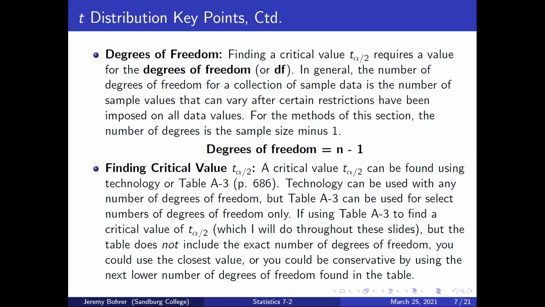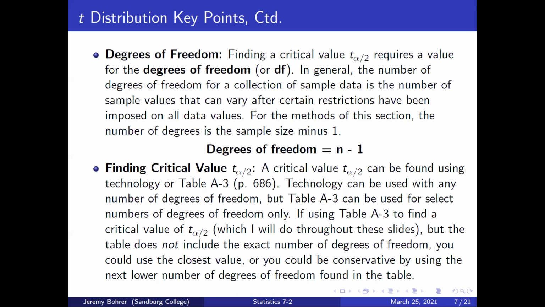Degrees of freedom. Finding a critical value t sub alpha over 2 requires a value for the degrees of freedom, or df. In general, the number of degrees of freedom for a collection of sample data is the number of sample values that can vary after certain restrictions have been imposed on all data values. For the methods of this section, the number of degrees of freedom is the sample size minus 1. So the degrees of freedom are equal to n minus 1.